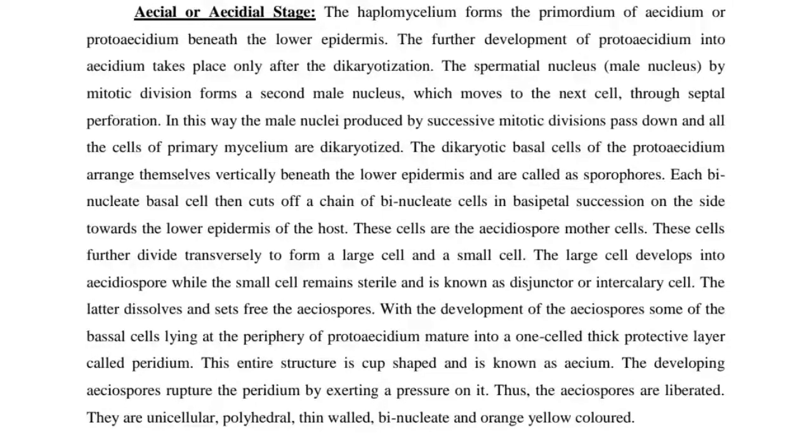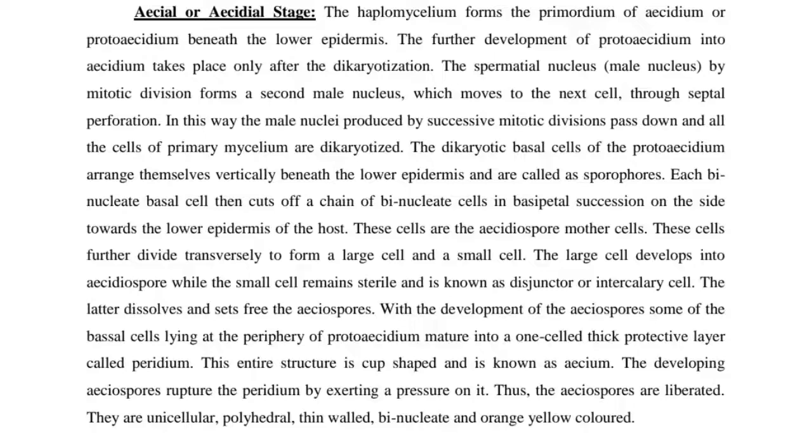The further development of protoaecidium into aecidium takes place only after dikaryotization. The spermatial nucleus, the male nucleus, by mitotic division forms a second male nucleus, which moves to the next cell through septal perforation. In this way the male nuclei produced by successive mitotic divisions pass down and all the cells of the primary mycelium are dikaryotized. The dikaryotic basal cells of the protoaecidium arrange themselves vertically beneath the lower epidermis and are called sporophores. Each binucleate basal cell then cuts off a chain of binucleate cells in basipetal succession on the side towards the lower epidermis of the host.